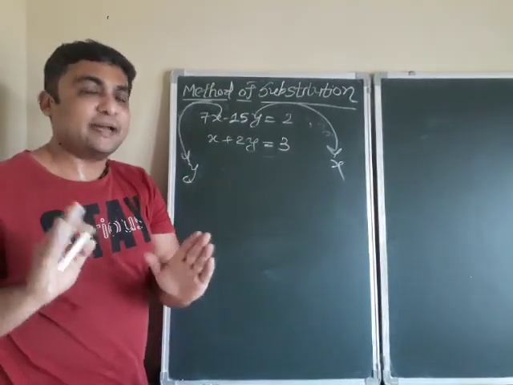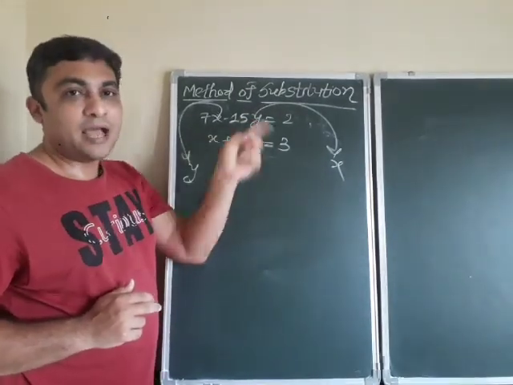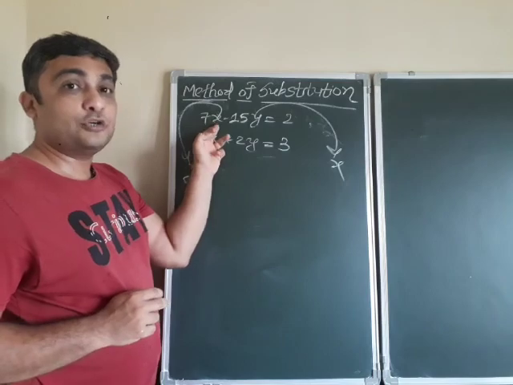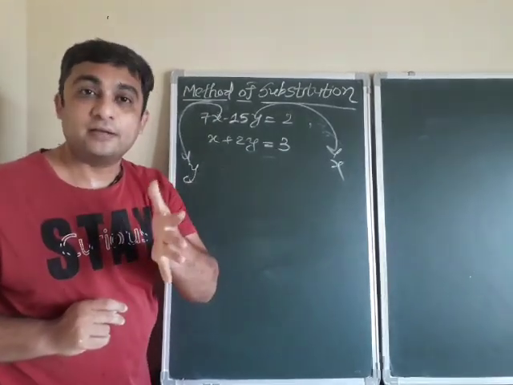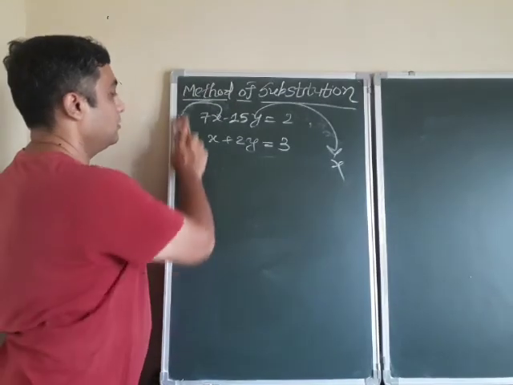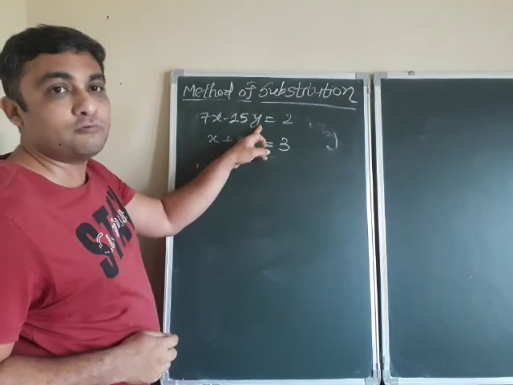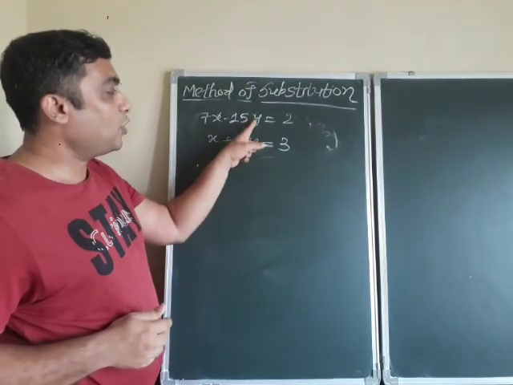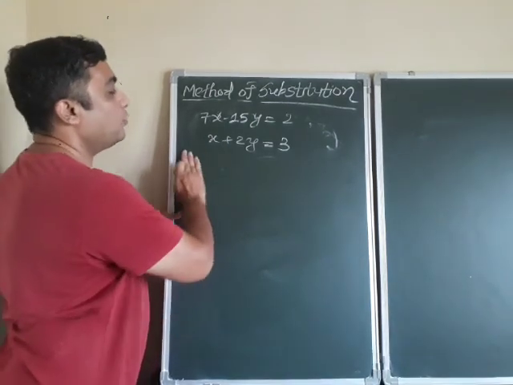First of all, you decide which variable you want to substitute. You want to substitute y for x, or you want to substitute x for y. So whichever variable you want to substitute, you decide. So suppose in this equation, I have decided to substitute y for x. It means I want to substitute the value of y for the x. Is it? So see here, how can I do this?